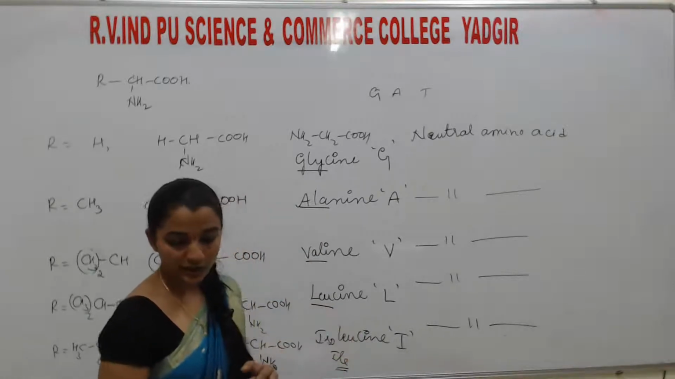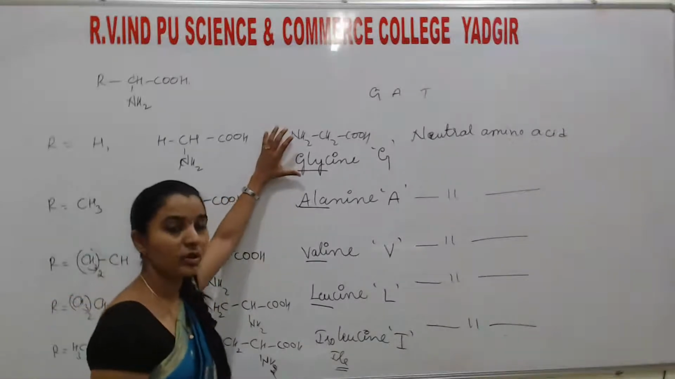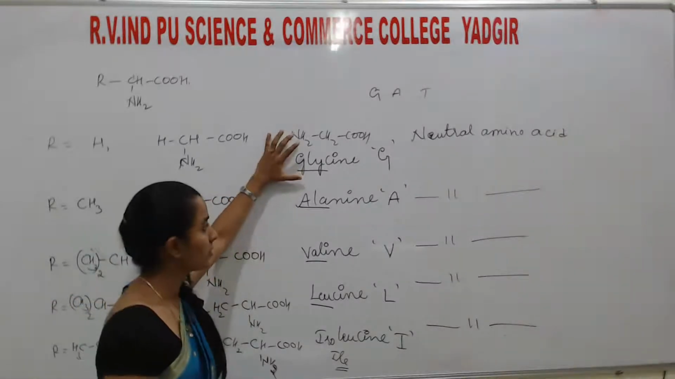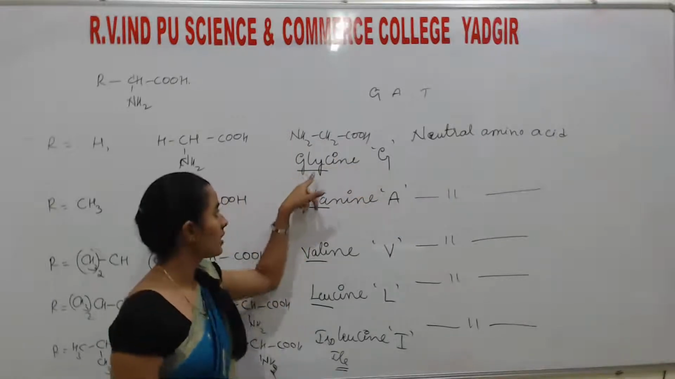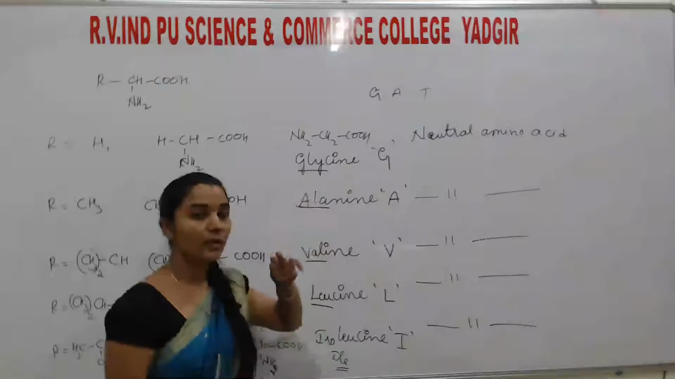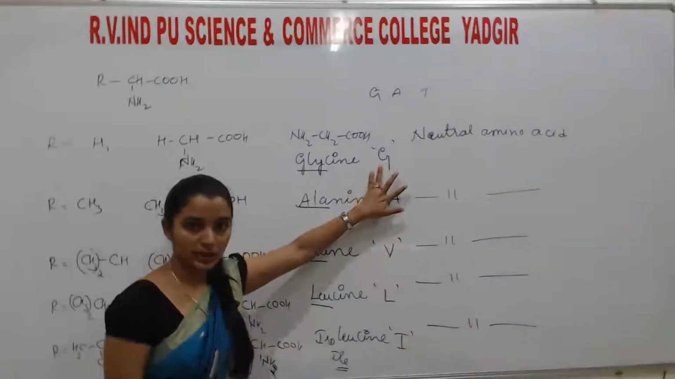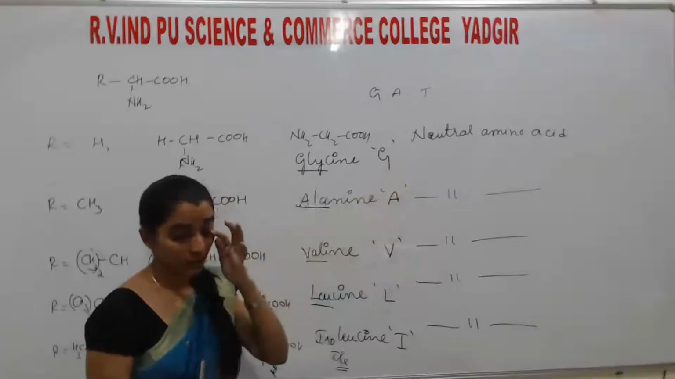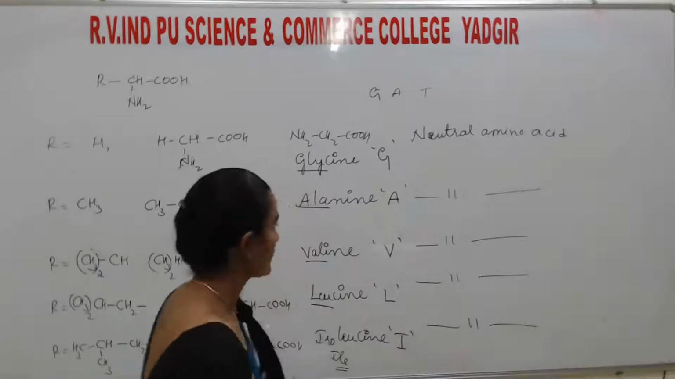The starting three letters also represent the respective amino acid. If they mention G, then it is glycine. If they mention GLY, then also it is glycine. They may be represented by either three letters or a single letter. This is all about the neutral amino acids.